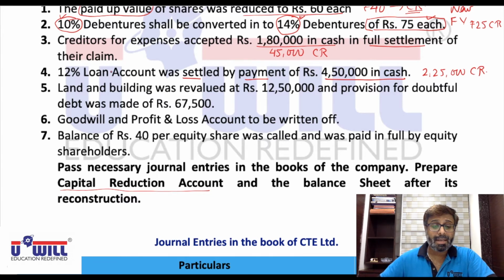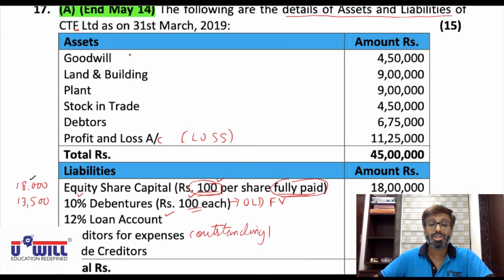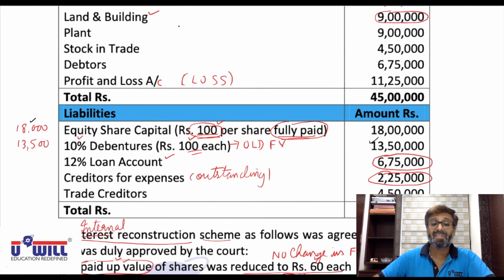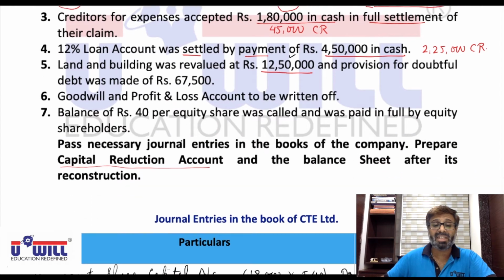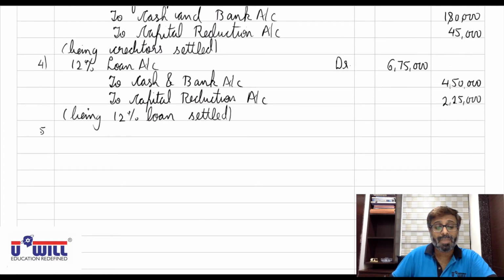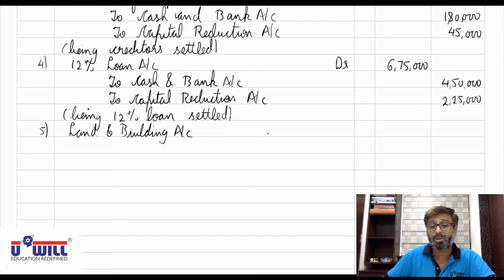Okay, next. Land and building was revalued at rupees 12,50,000. Now in balance sheet, this land and building is 9 lakhs. It is revalued at 12,50,000 means surplus of 3,50,000 will be transferred to capital reduction. So to increase its value by 3,50,000, we will debit land and building account with 3,50,000, and to capital reduction account we transfer the profit, the increase in the value of land and building of 3,50,000.